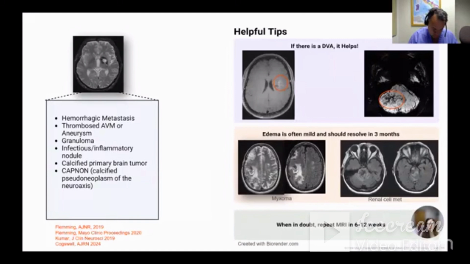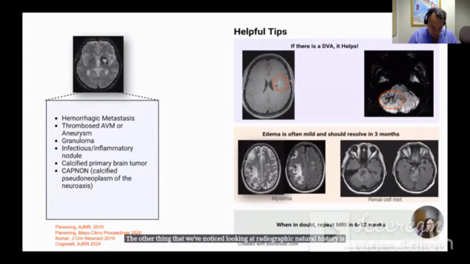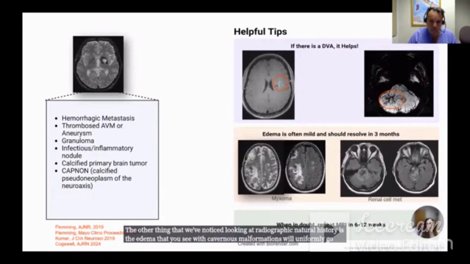So a couple helpful tips. If there's a developmental venous anomaly, it really helps because then you can secure the diagnosis. Sometimes a 7 Tesla MRI will show that DVA better than a 1 or 3 Tesla MRI. The other thing that we've noticed looking at radiographic natural history is the edema that you see with cavernous malformations will uniformly go away after about 90 days, unless they rebleed.